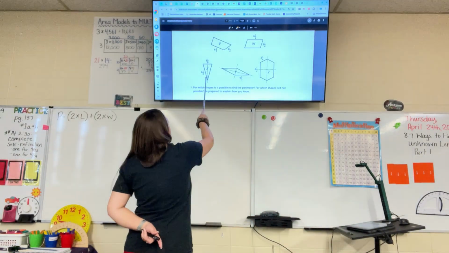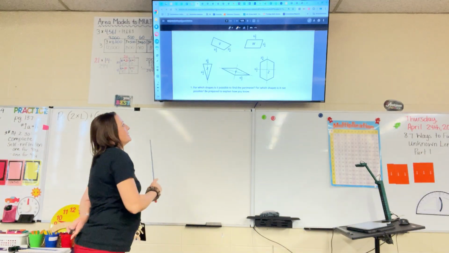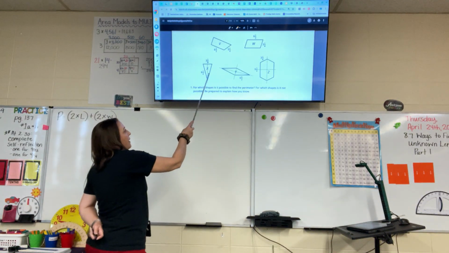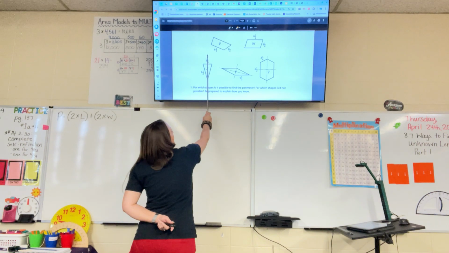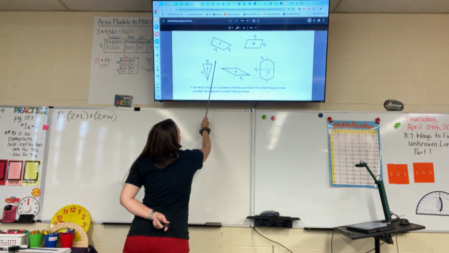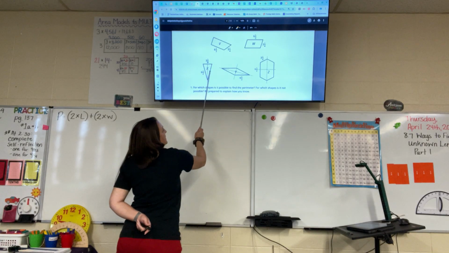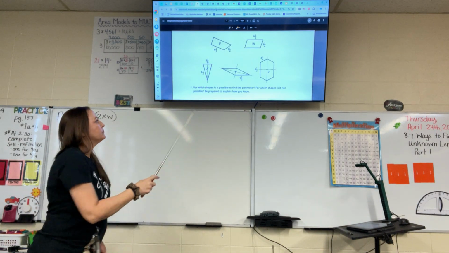Can we figure out the perimeter of X? Yes. Yep, because it's got a line of symmetry. So if you folded it right here, this side is going to lay on top of this side. So they're the same size. Does that make sense? Okay.